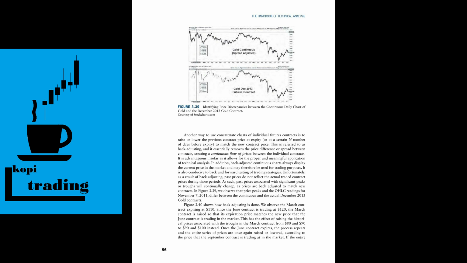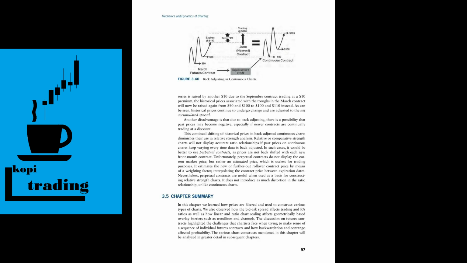Figure 3.40 Back adjusting in continuous charts. If the entire series is raised by another $10 due to the September contract trading at a $10 premium, the historical prices associated with the troughs in the March contract will now be raised again from $90-$100 to $100-$110 instead. As can be seen, historical prices continue to undergo change and are adjusted to the net accumulated spread. Another disadvantage is that due to back adjusting, there is a possibility that past prices may become negative, especially if newer contracts are continually trading at a discount.